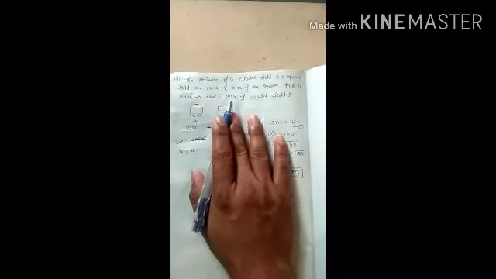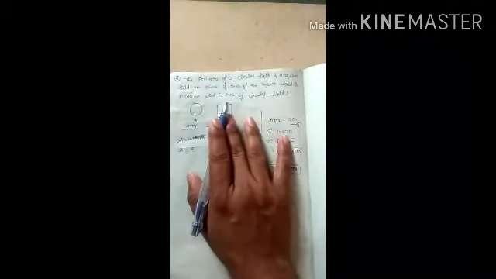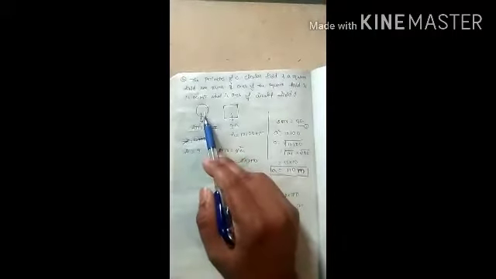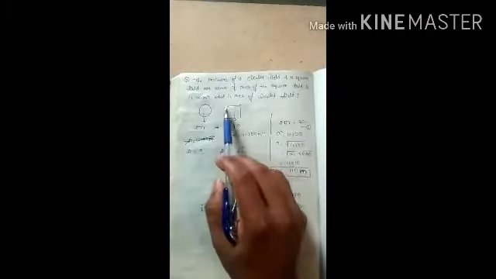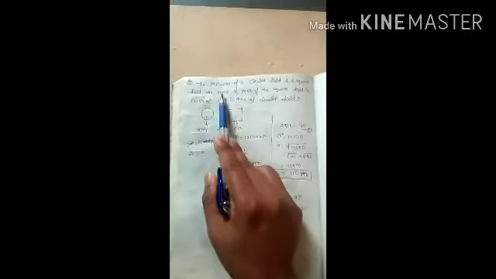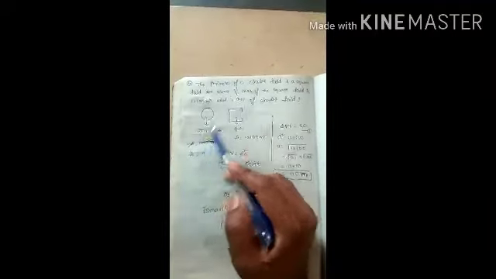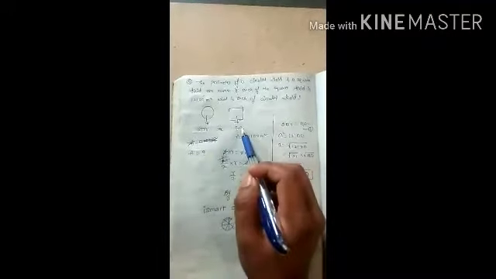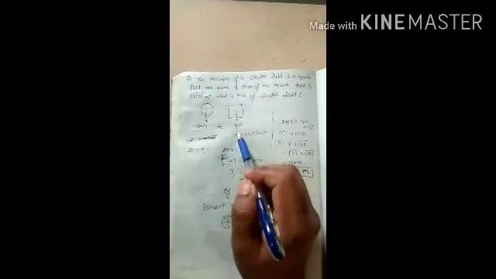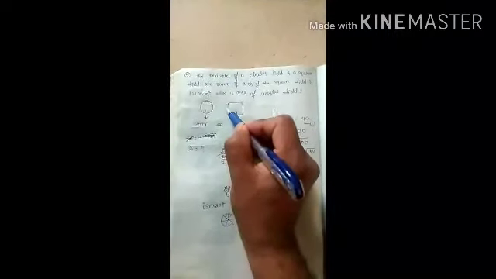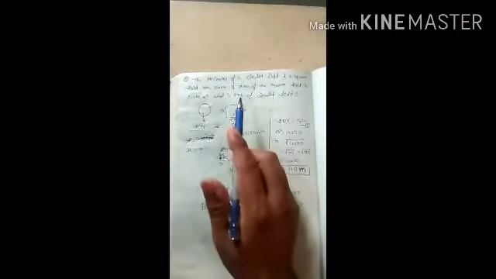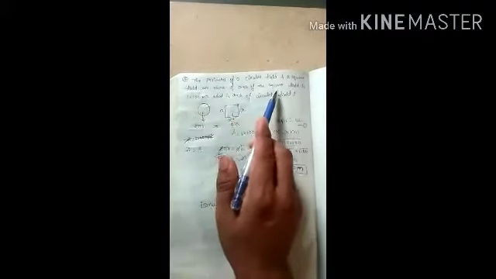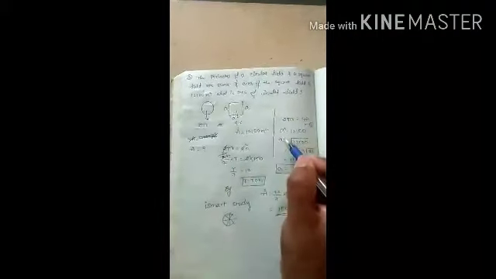See boys, the next question: the perimeter of a circular field and a square field are the same. First draw the circular field and the square box. The perimeter of the circular field is 2 pi r, and the perimeter of the square, both are equal, they said. 2 pi r is equal to 4a up to here. This is a square, all sides are equal, right? And one more condition they gave about the area of the square field.